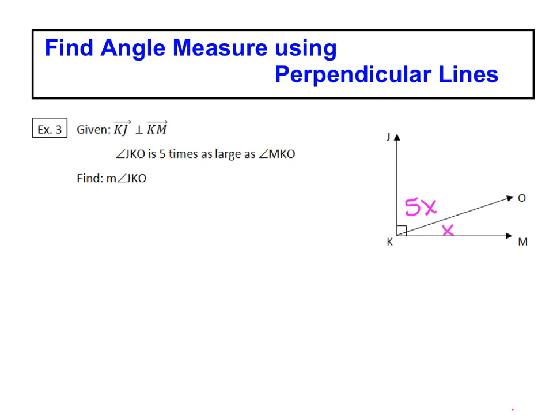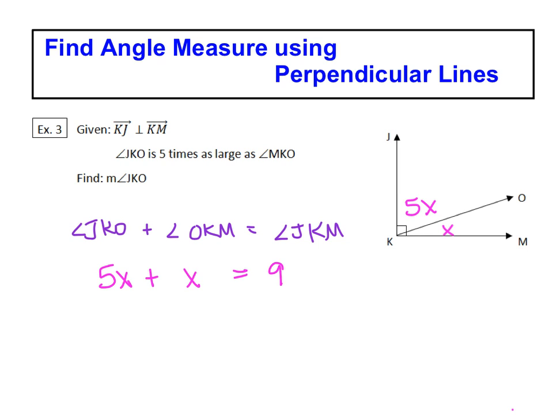Now we've got these two smaller angles right here, and these two smaller angles will add up to this big angle. So we know that angle JKO plus angle OKM will equal that big angle JKM. And that's basically what we're going to fill in. And I think I wrote that the wrong way, JKM. Alright, so JKO is 5x plus OKM is x, and it's going to equal that bigger angle, which is 90.